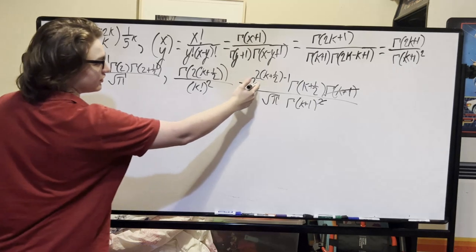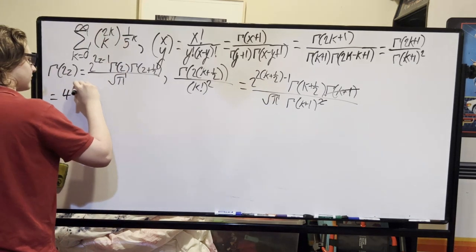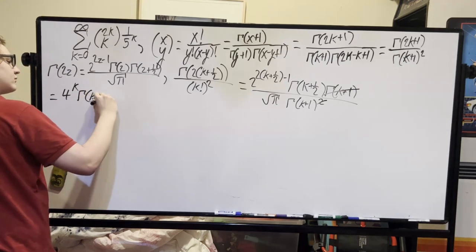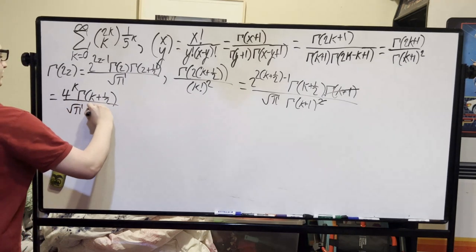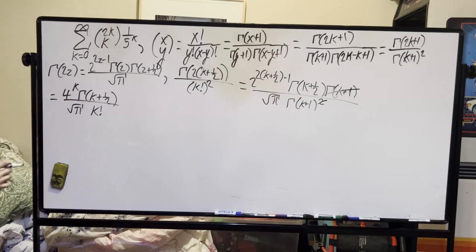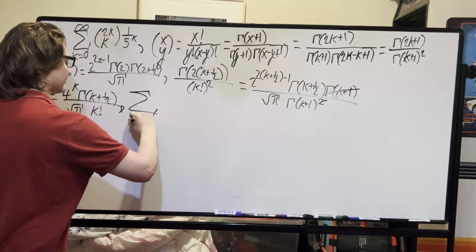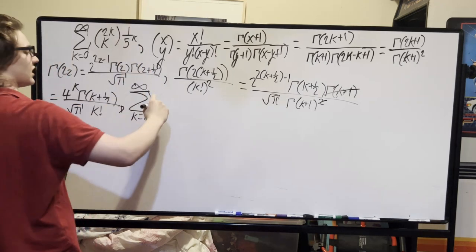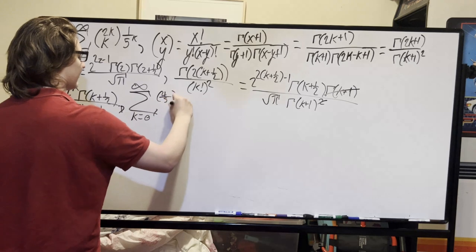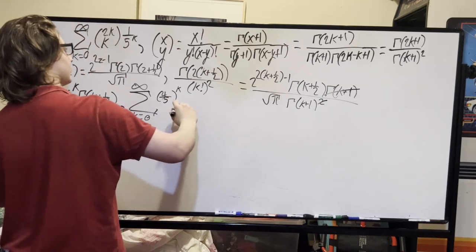Also you can simplify this down, this turns into 4 to the k. So this is going to equal 4 to the k times gamma of k plus 1/2, all divided by root pi times k factorial. Okay, so after putting it inside the sum and substituting it, from 0 to infinity, we get 4 to the k, so then it's going to be 4 over 5 all to the k, and then gamma of k plus 1/2.